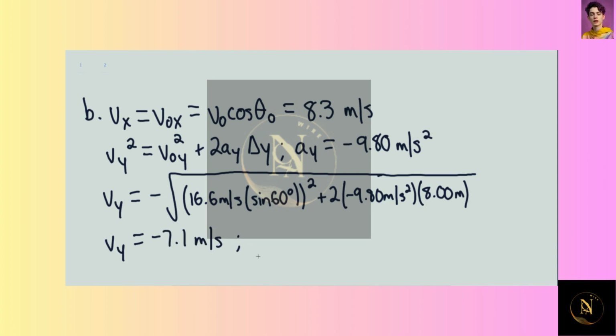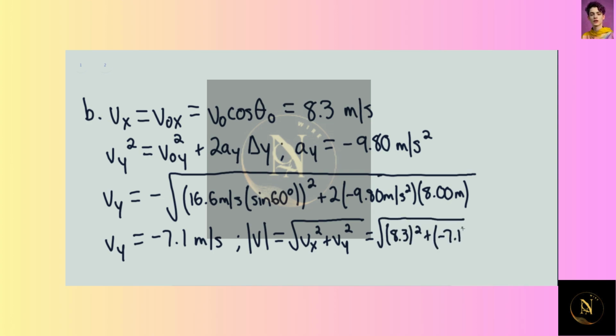So we can find the magnitude. This would be equal to the square root of the sum of the squares, and this is going to be equal to the square root of 8.3 squared plus negative 7.1 squared. This is equaling 10.9 meters per second. This would be our magnitude of the final velocity as it strikes the building.